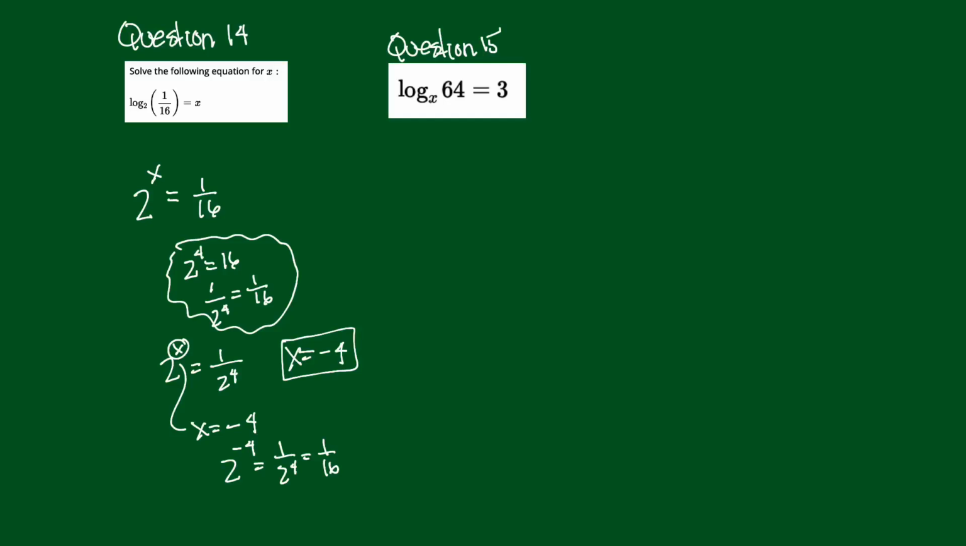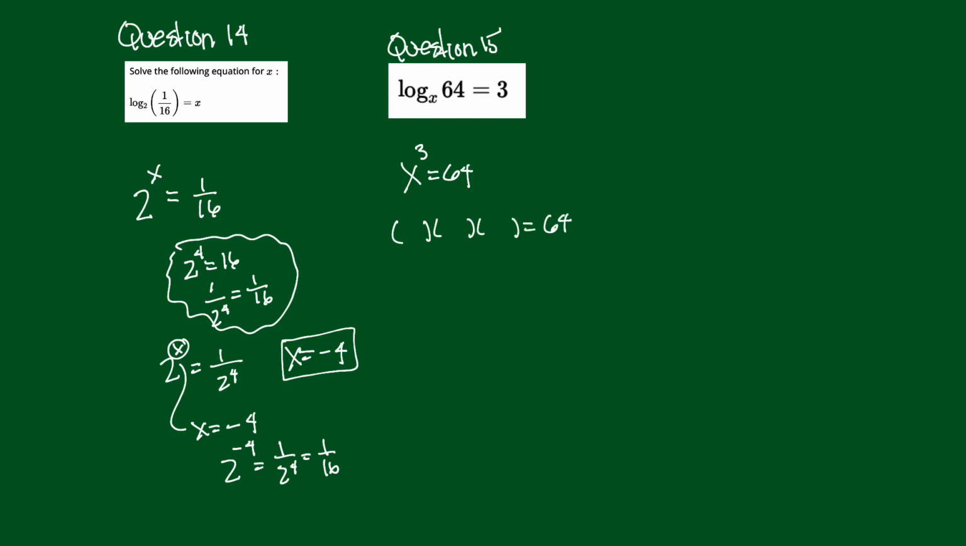Question 15, let's solve this logarithmic equation for x. So the logarithm is the exponent. So the exponent 3 is going to go on that base. So I'm going to have x to the 3rd is 64. And we just have to have some basic knowledge here. What number are you going to multiply by itself, but multiply 3 times to get 64?